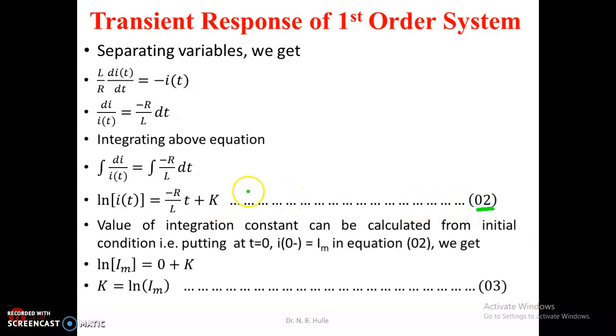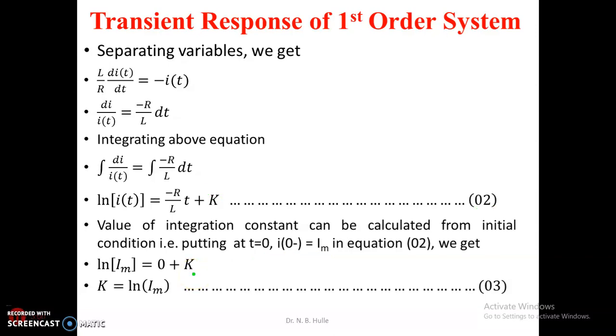Now here we will find the value of this integration constant from the initial condition of the circuit. In this particular case the initial condition of the circuit is that at t equal to 0, i(0-) or i(0+) is the same as its maximum current Im, which is nothing but V upon R, as we discussed in equation number 1.